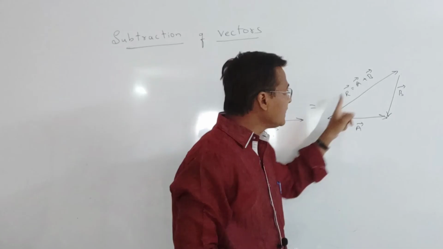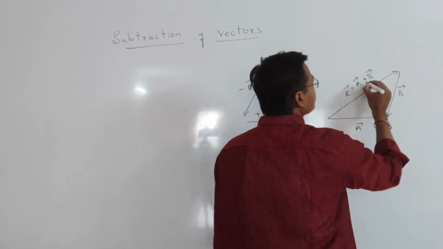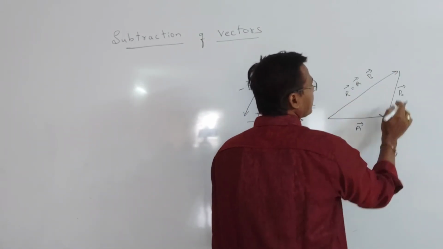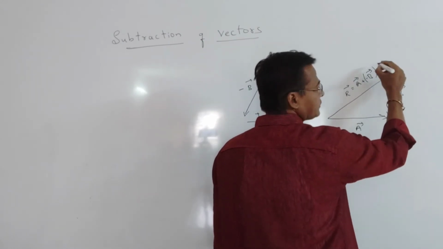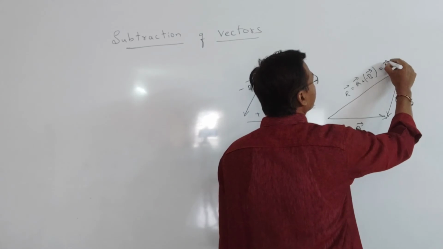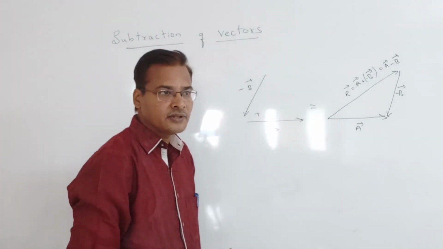Okay, so the resultant vector, whatever the resultant is there, that resultant vector. So R vector equal to A vector plus of minus B vector. So then it is equal to A vector minus B vector. We are going to see like this.